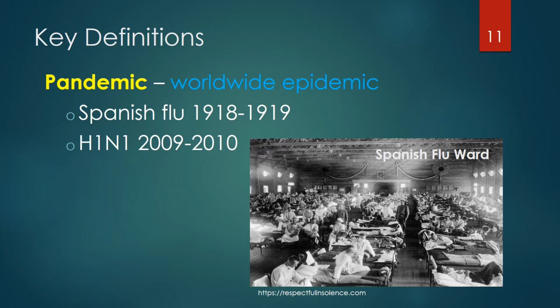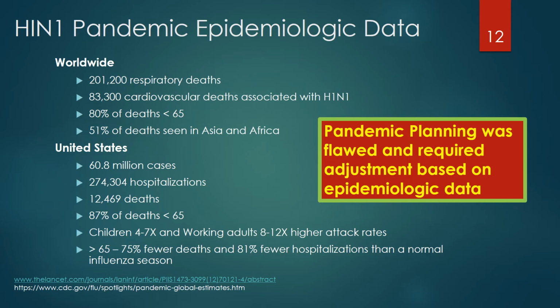The 2009-2010 H1N1 influenza season was another example of a pandemic. Worldwide, the H1N1 pandemic in 2009 to 2010 caused an estimated 201,200 respiratory deaths and an additional 83,300 cardiovascular deaths associated with H1N1 infections. 80% of these deaths were seen in people under 65 years old. 51% of H1N1 deaths during the pandemic occurred in Asia and Africa.